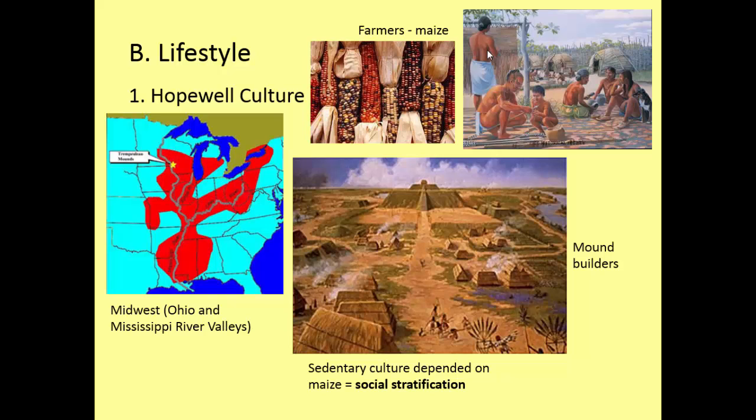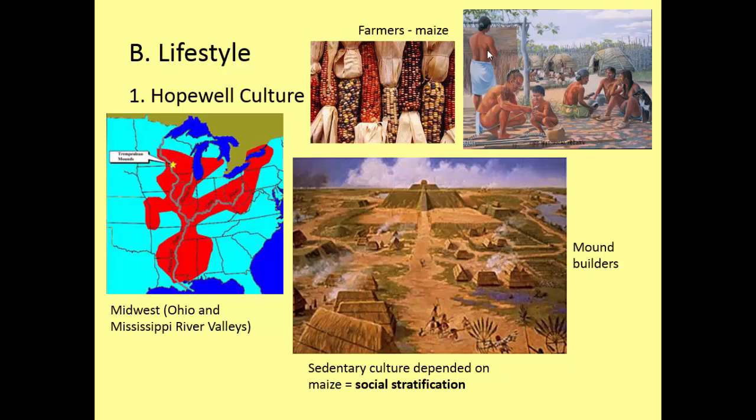AP also wants you to know that because they were such good farmers and they didn't have to have everybody farm, since they could create a food surplus, we see social stratification. Like I mentioned just a few minutes ago, some people are going to be wealthy, some people are going to be priests and warriors and nobles, and other people are going to be poor farmers, slaves, etc.